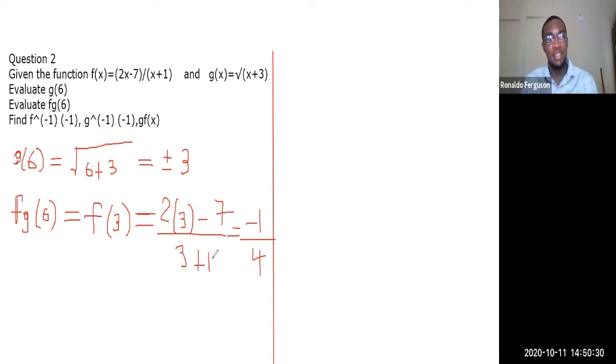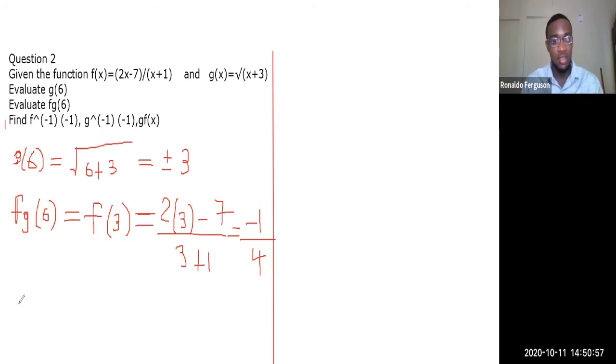Now, next thing it asks us is find f inverse of negative 1. So we need to find f inverse of negative 1. Before we can find f inverse of negative 1, we need to know what is f inverse. Right? What is f inverse? So f of x is 2x minus 7 over x plus 1. So let's write that down. So we're at this part now.